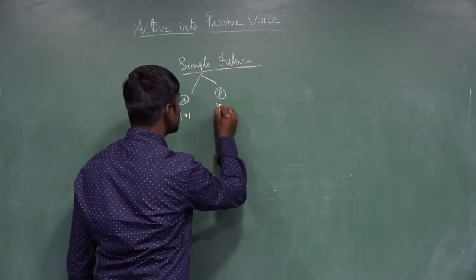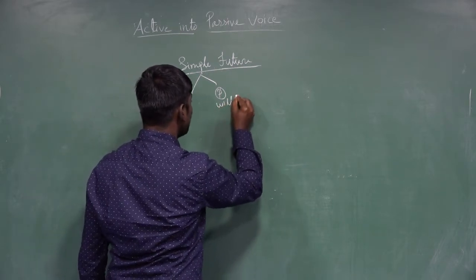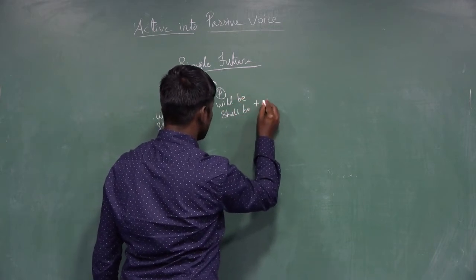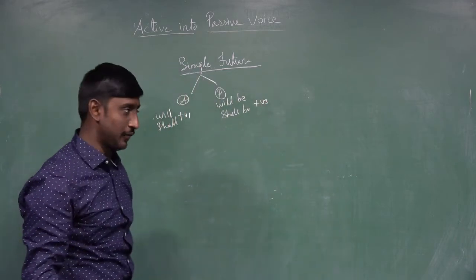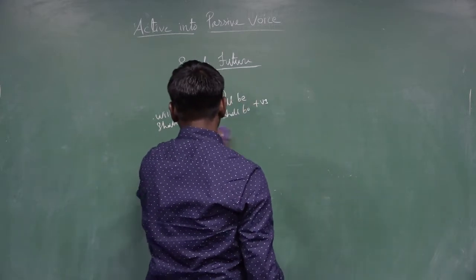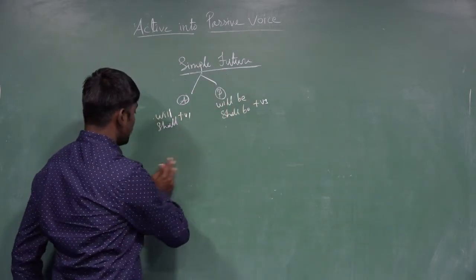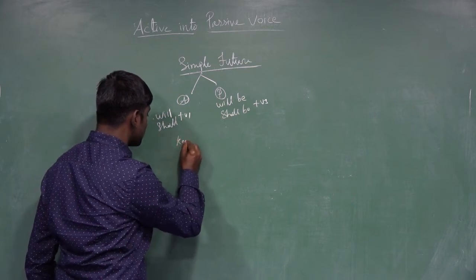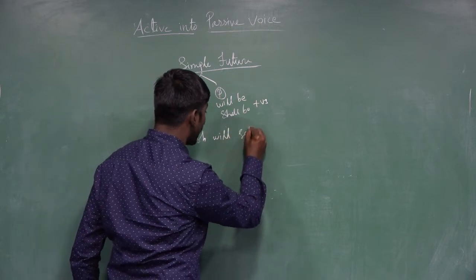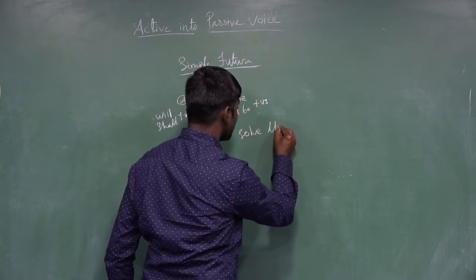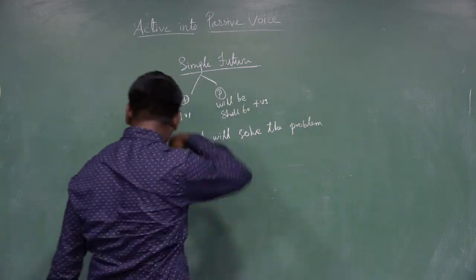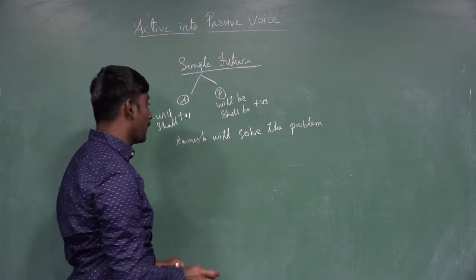So the passive is will be, shall be plus V3 form. Let me give some examples. Kamesh will solve the problem. Kamesh will solve the problem.